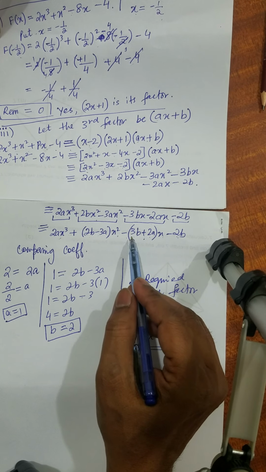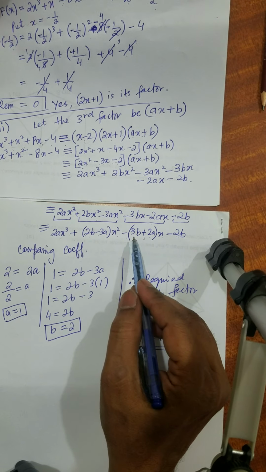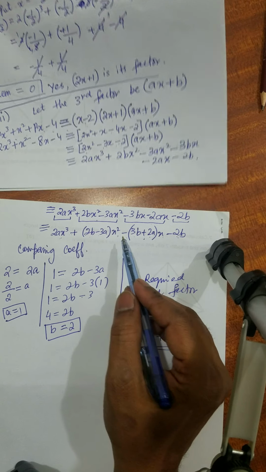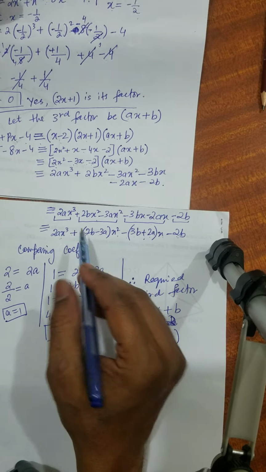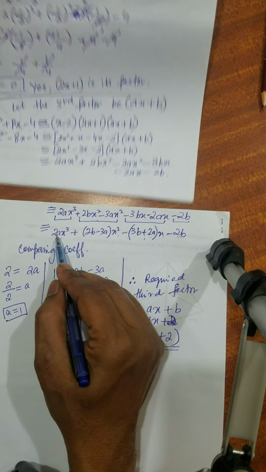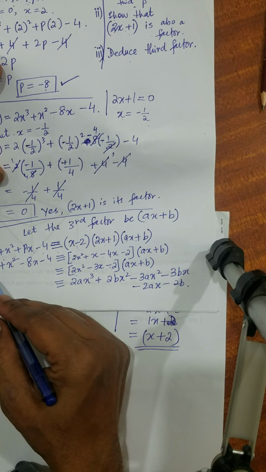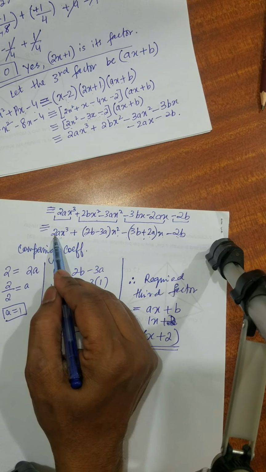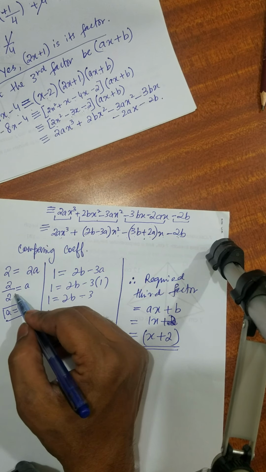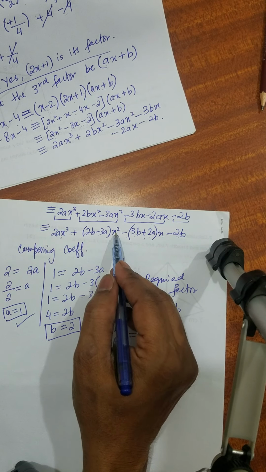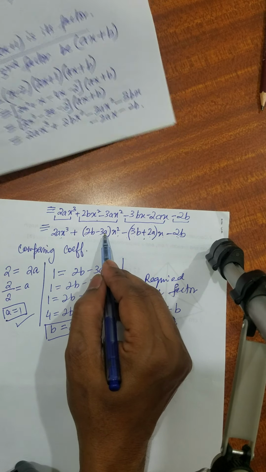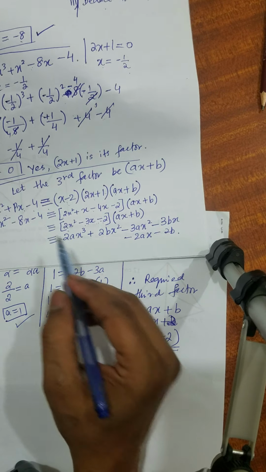Now we're going to compare with the left hand side of this identity, which is the same polynomial given to us. We'll compare it. The coefficient of x cube is 2a. Over here, the coefficient of x cube is 2. So we're going to compare as 2a equals 2, like this. We found the value of a as 1. Now the second coefficient of x squared is 2b minus 3a. We will again compare it with this.